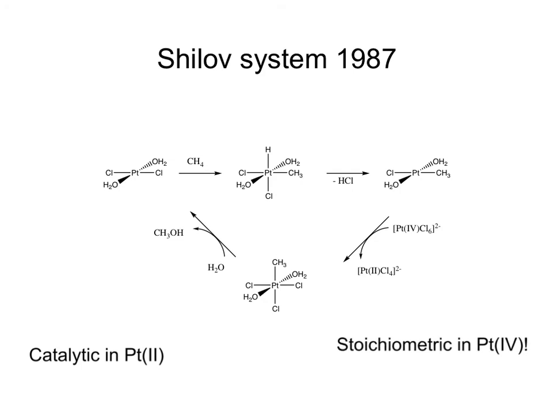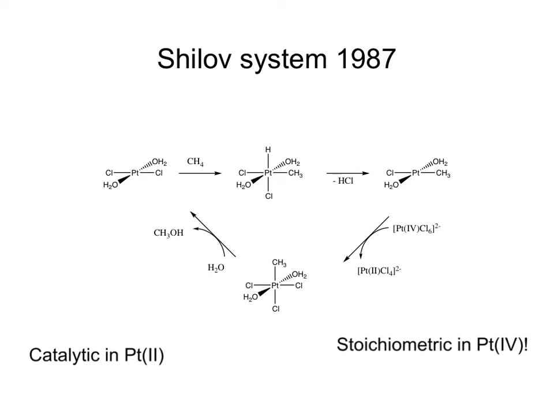So this is catalytic in platinum 2, but if you've been paying attention, this is stoichiometric in platinum 4. Any reaction that you propose that's stoichiometric in platinum to make a simple hydrocarbon doesn't seem to be very efficient or cost effective. And it's not. This is not a commercially viable reaction.